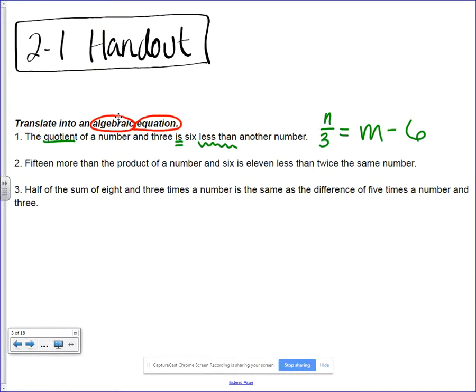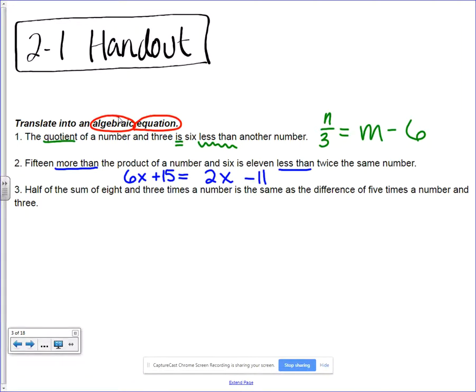All right, number 2 here, 15 more than. So again, this is one of those where we have to flip it. So the plus 15 is actually going to come second. The product of a number and 6 is 11 less than. So less than means we got to flip it. That minus 11 goes at the end. Twice the same number. So since it's the same number, I'm also going to use x again.